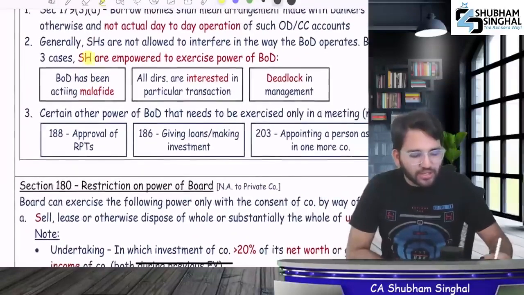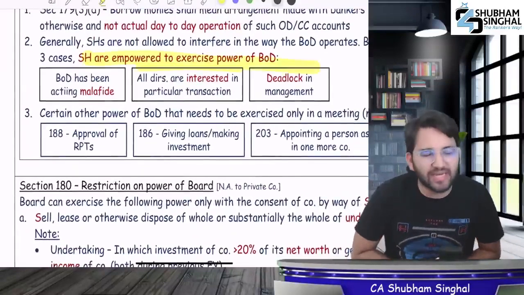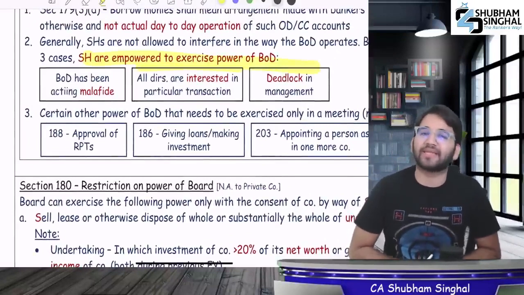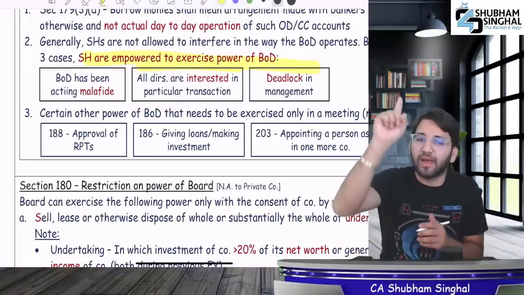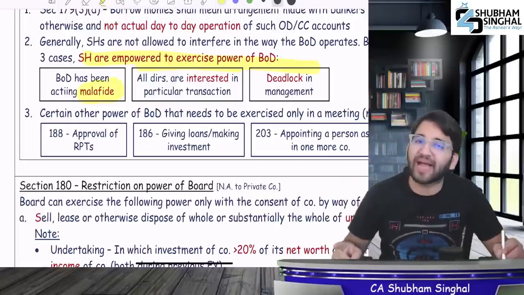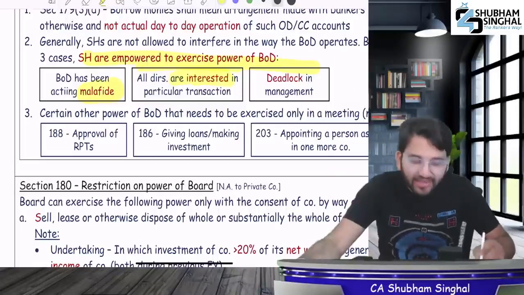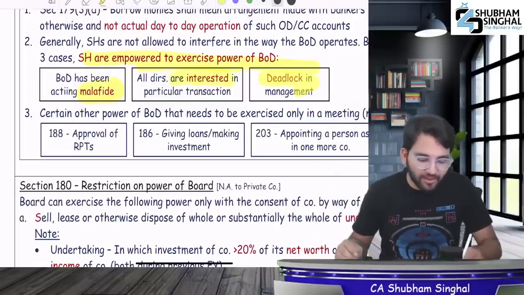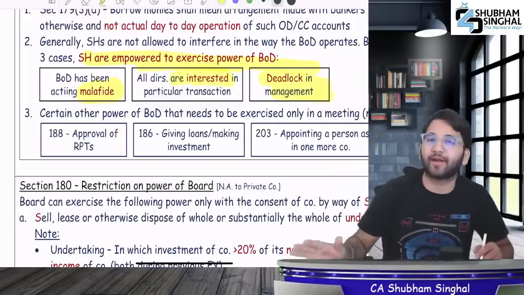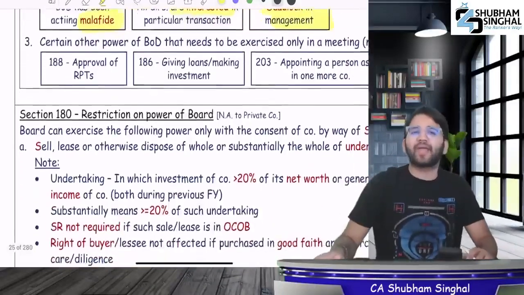Next question is, can the shareholders exercise the board's power? No, they can't. Shareholders cannot exercise the board's power at all, but there are 3 exceptional cases. First, if the board of directors' action is mala fide, meaning if work is done in a malafide or incorrect manner. Then second, if all the directors are interested. And third, if there is a deadlock in management. Who will have to interfere in these cases? Shareholders will have to interfere.